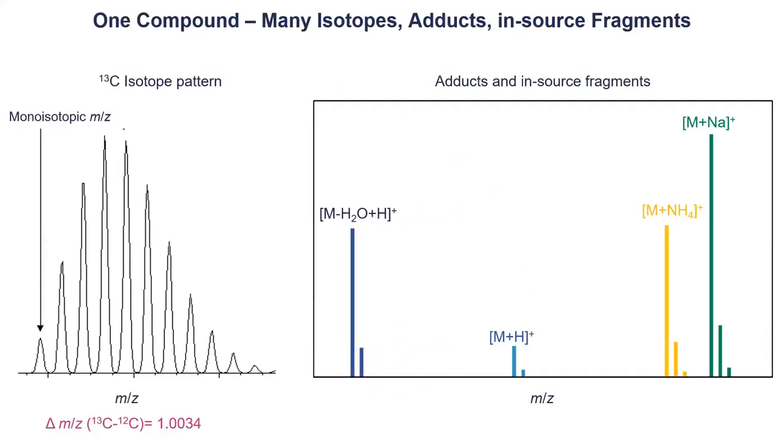And also, if you think about it, the isotope pattern will also be changed. So if we go back to this slide here, where I said it's always 1.0034 for the C13 isotope pattern. If we have a doubly charged ion, of course, the isotope pattern will be shifted by dividing by 2, so it will be 0.5, which is also a nice hint that we have a doubly charged ion in this case, because we have the isotope pattern shifted in this way.